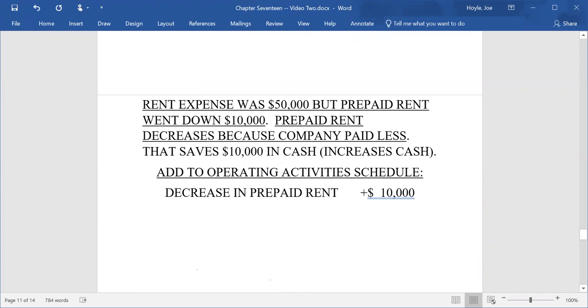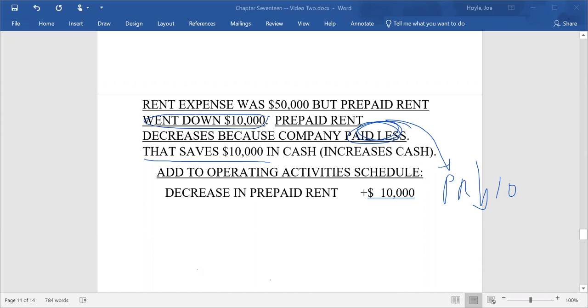And we will simply go through the rest of them just like that. Rent expense was $50,000. Prepaid rent went down 10,000. If you've got prepaid rent and it goes down by $10,000, why does prepaid rent go down? Prepaid rent goes down because you paid less. That's why any prepayment would go down. You simply pay less. Therefore, if you pay less, and this is the logic I want you to get used to, that saves you $10,000 in cash, and that increases your cash account.